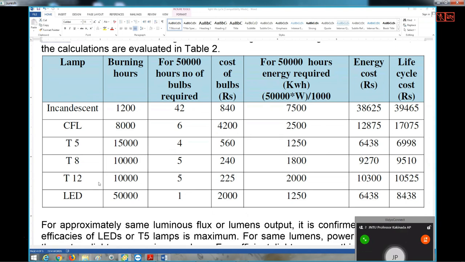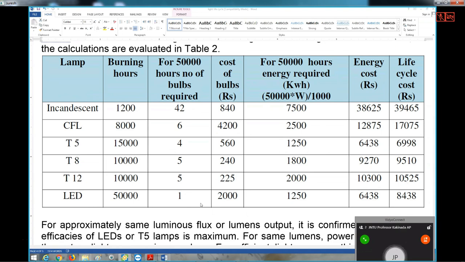Similarly, the normal tube light we use in our house is a T12 tube light. So the burning life is 10,000 hours. For 50,000 hours of operation, the number of bulbs required is 5 again. Coming to the cost of these 5 bulbs, 225 rupees. And for 50,000 hours, the required energy is 2,000 units. Then the energy cost is 10,300. So the life cycle costing is 10,525.